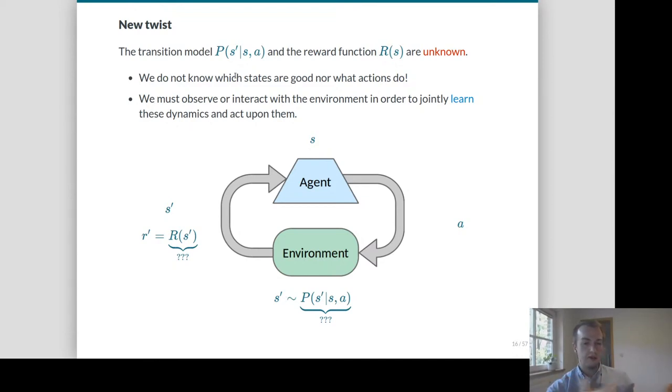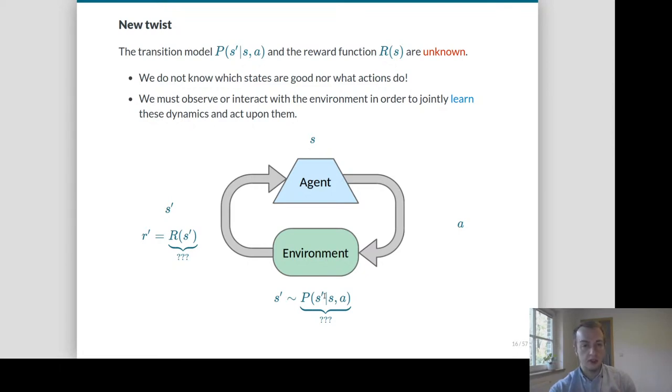But you will not be able to call this reward function because you don't know it. And similarly, you don't know what your actions do, meaning that if you are currently in some state S and then perform some action A, you have no clue, at least at the beginning, about what will be the resulting state S prime that you will end up in, right?